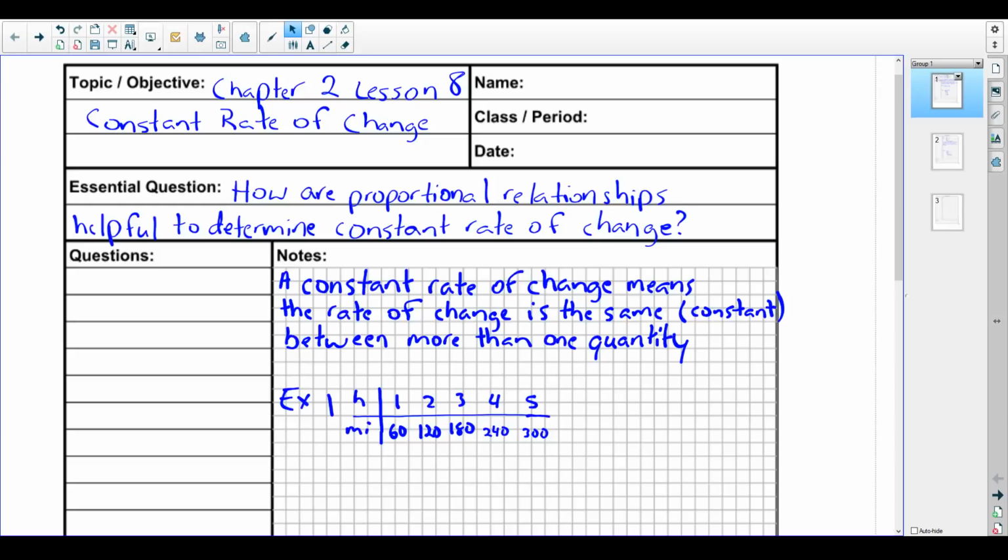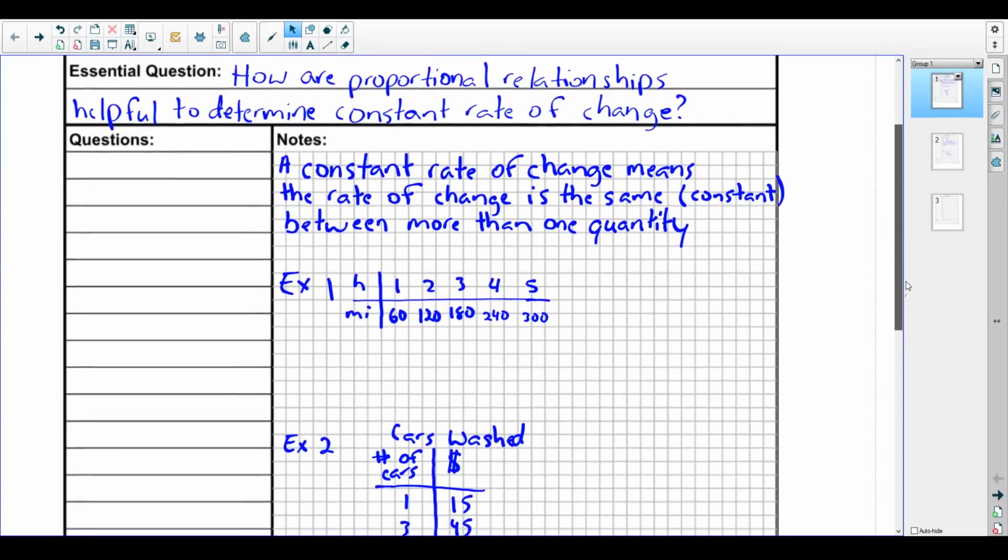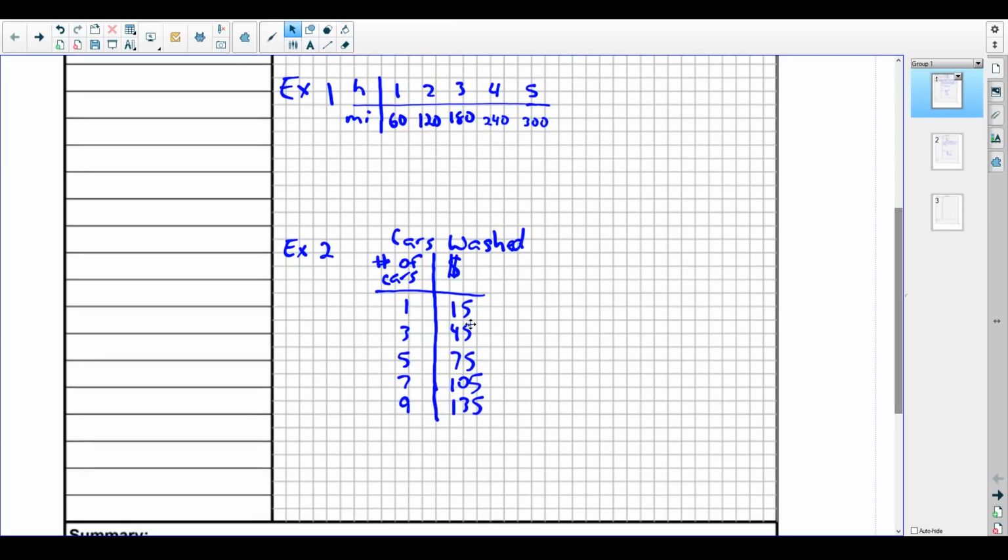So our central question for today: how are proportional relationships helpful to determine constant rate of change? So that's our goal. What constant rate of change means is exactly what it sounds like. It's a rate of change that's the same between one or more quantities. So we get into our examples.